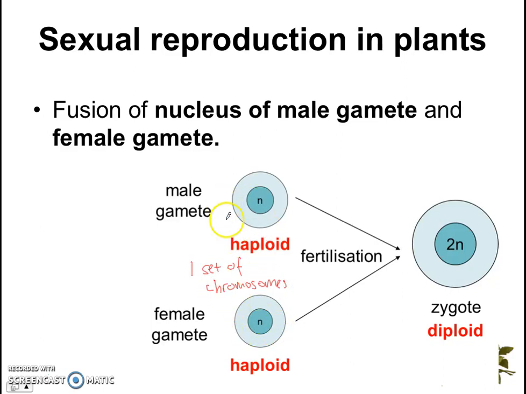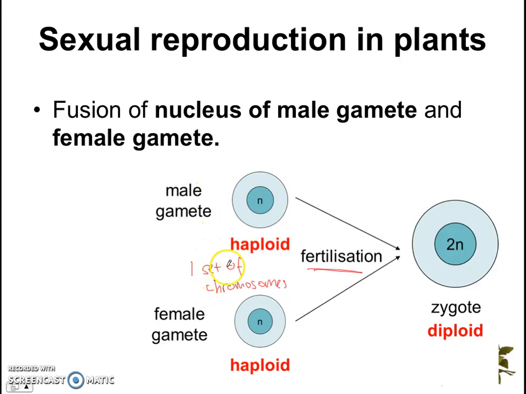Right, and of course these gametes will need to fuse. In particular, it is the nucleus of the male gamete that will fuse with the nucleus of the female gamete. And the process is called fertilization, and they will form a zygote. Now the zygote receives one set of chromosomes from the male, another set of chromosomes from the female, so it has two sets of chromosomes and is called diploid. Okay, so we need a male gamete and we need a female gamete.